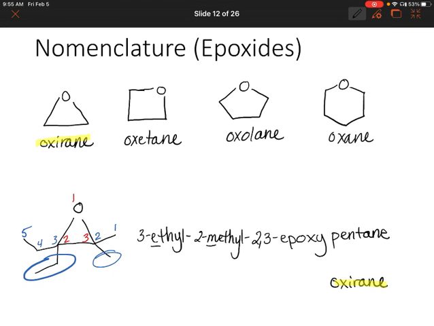So we have 2 methyl groups on carbon 3. So we would write 3,3-dimethyl. And then we have 2 ethyl groups on carbon 2. So that's 2,2-diethyl. All right, so there's 2 methods again to name epoxides. Whichever one you prefer, you can use.